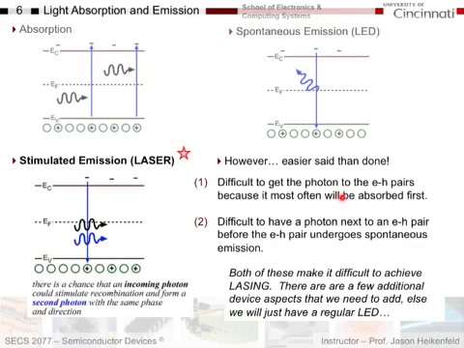The other thing that's difficult is that if you want this to work in stimulated emission, I have to have a photon get right next to this electron-hole pair before it undergoes spontaneous emission, before it recombines by itself and spontaneously emits, which would be this emission at any time, in any direction, right? And so it's difficult to have enough photons in there at all times to be able to catch and stimulate recombination as opposed to having spontaneous emission, which would be in any random direction. So both of these make it difficult to achieve lasing. So there are a few additional device aspects that we need to add, else we'll just have a regular LED, we won't have a laser. So let's start to take a look at those.